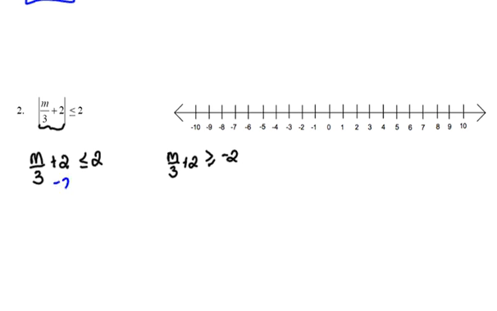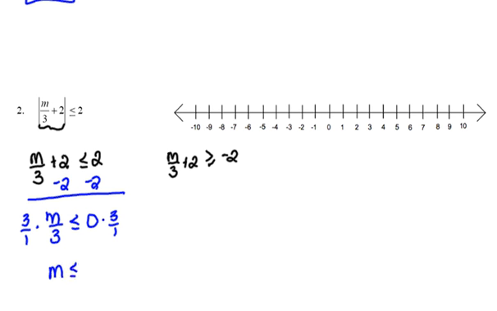Now we can solve. Subtract the 2, m divided by 3 is less than or equal to 0. To get rid of the denominator here, we'll multiply by the reciprocal, 3 over 1, to both sides, and get m is less than or equal to 0, since 0 times any number is 0. So there's my first equation. Put a closed circle at the 0, and we can shade to the left.